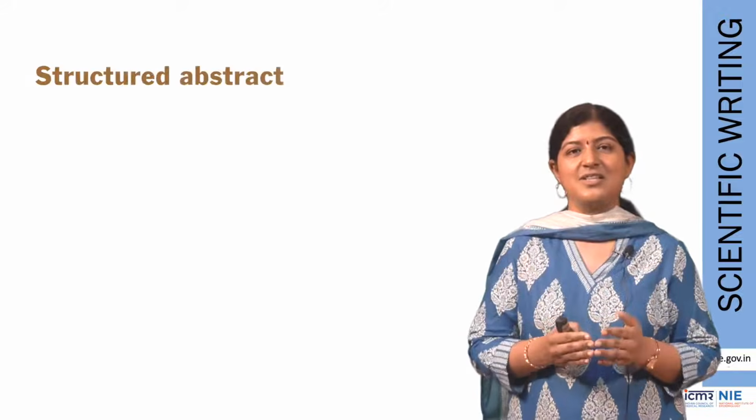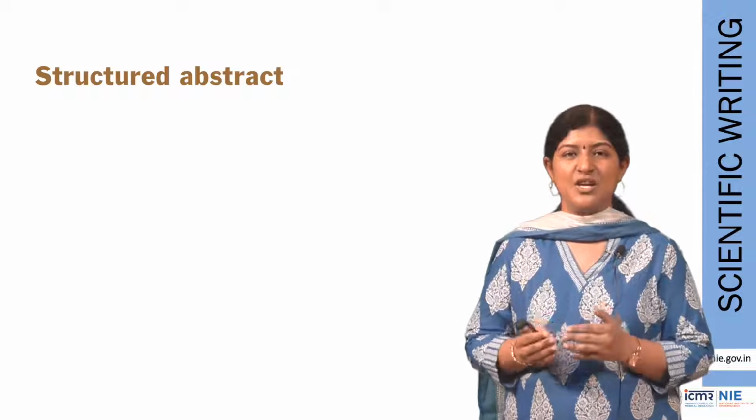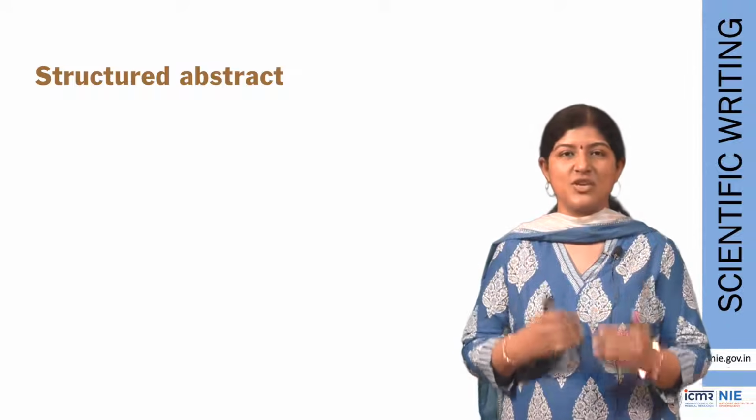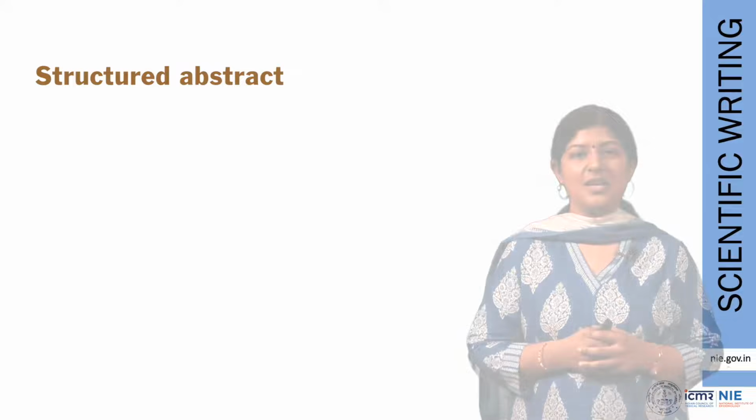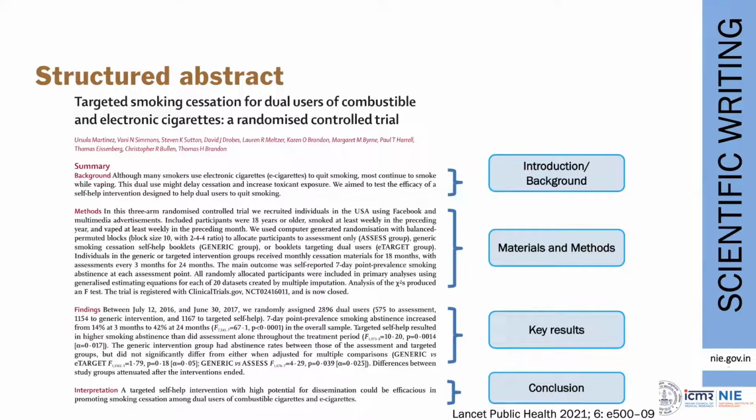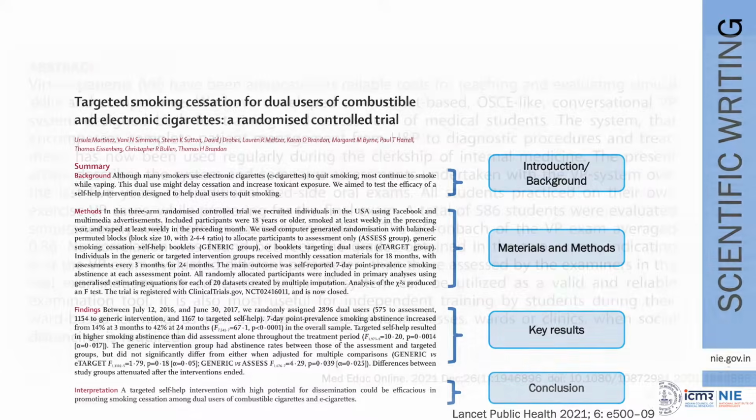Now let us look at a couple of examples from published work which show us a structured abstract as well as an example of an unstructured abstract. This is a published abstract from Lancet Public Health and gives you an outline of how a structured abstract would look like. A structured abstract will have an introduction and a background section. It would have a materials method section, a key results section, and a conclusion section.